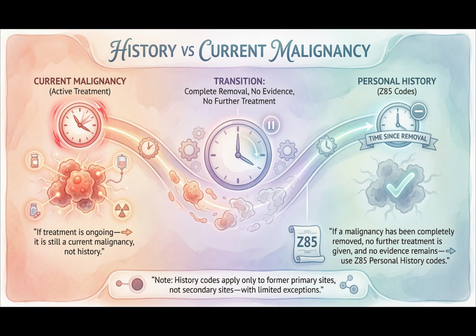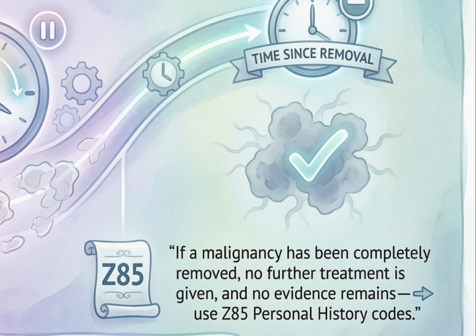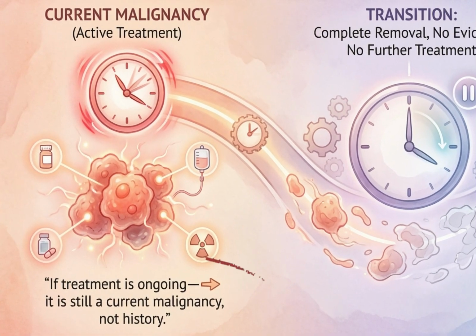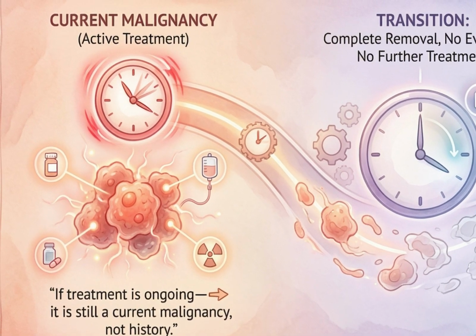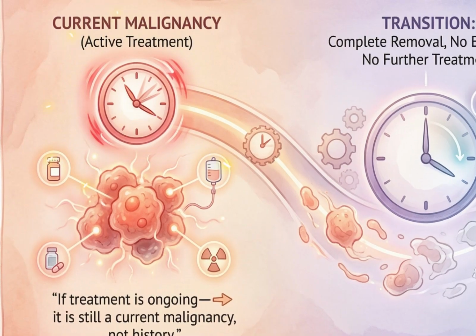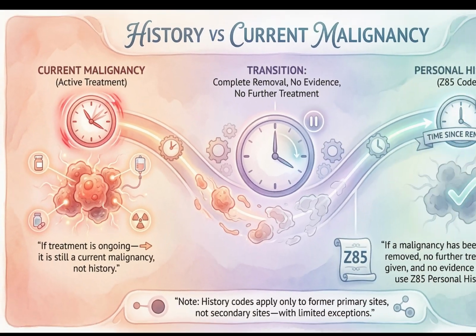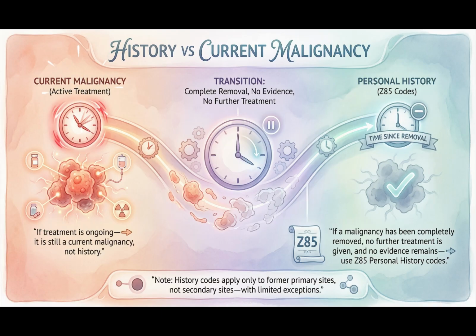One of the most important distinctions in neoplasm coding is the difference between a current malignancy and a personal history of malignancy. If a malignancy has been completely removed, there is no further treatment directed to that site, and there is no evidence of active disease, then you should assign a Z85 personal history code. However, if any treatment is still ongoing, whether it's additional surgery, chemotherapy, or radiation, the condition is not history. It is still coded as a current malignancy. This distinction is critical because history codes are never used while the cancer is still active or being treated.